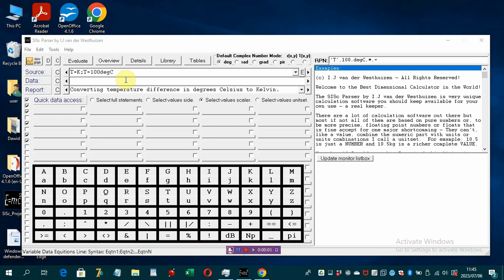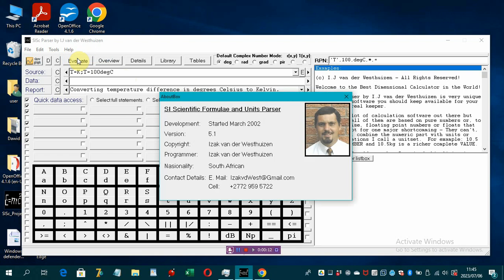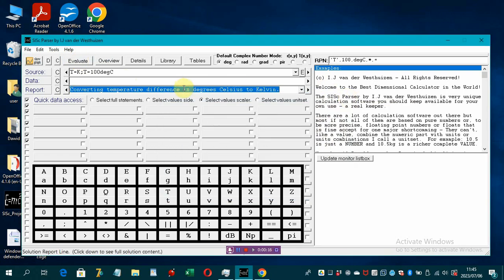This video is about the new way of doing temperature conversions since version 5.1. You see there, this is version 5.1. We're going to convert temperature difference in degrees Celsius to Kelvin.